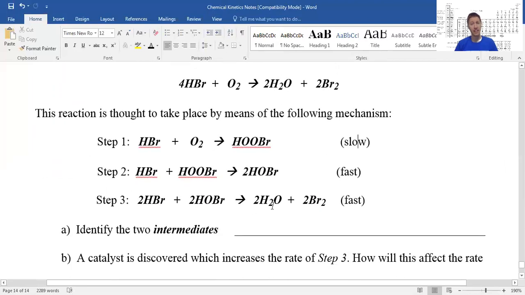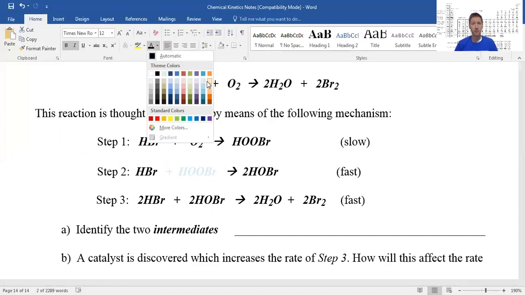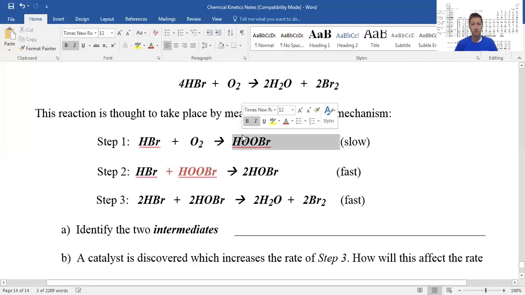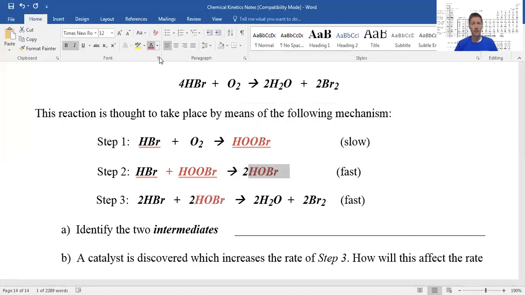Identify the intermediates. Intermediates are things that we produce and then consume. So we see in the first step we make HOBr. And then we use HOBr in the second step. So that's going to be classified as, let's pick a color for that, an intermediate. So another intermediate, we have HOBr and another HOBr. Both of these are going to be intermediates because we produce them on the product side and then consume them.